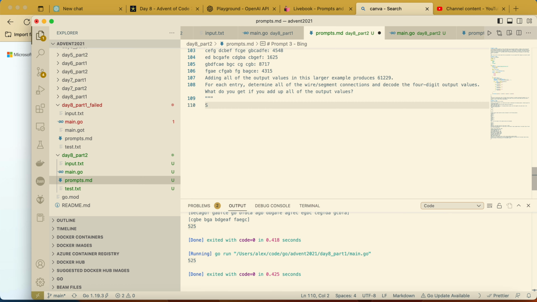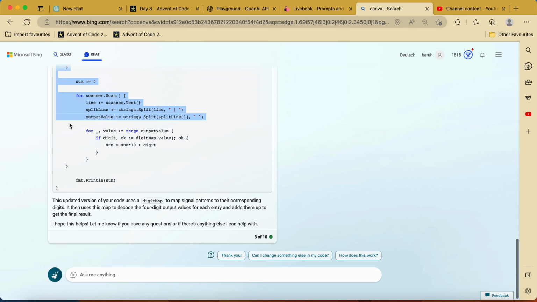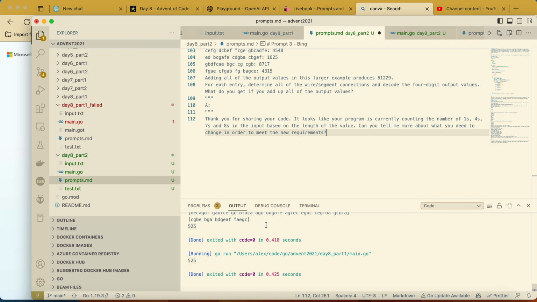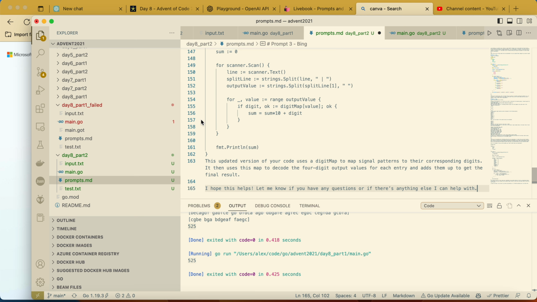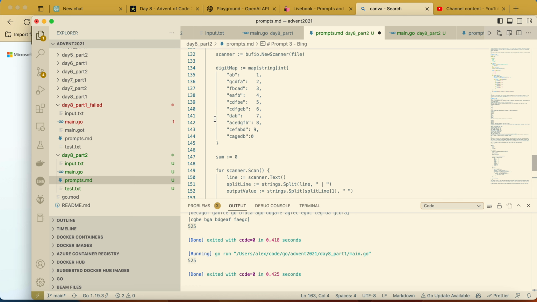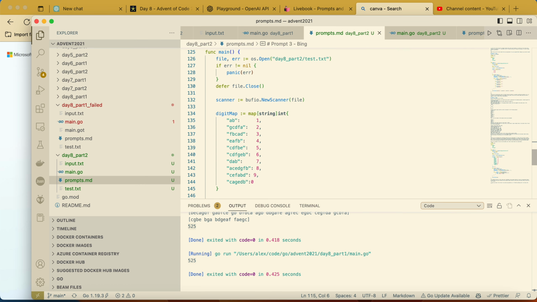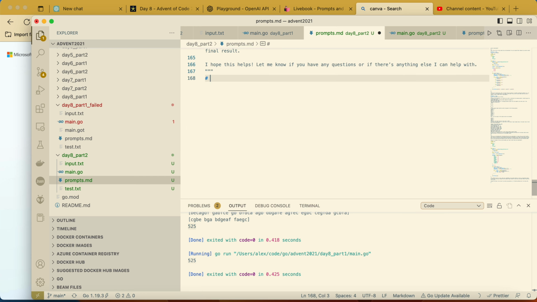Let's continue asking Bing, because this kind of output will not solve our problem, and it's not what we want to use even in our case. Let me simply fix the code here, put Go, nice. Prompt 4.